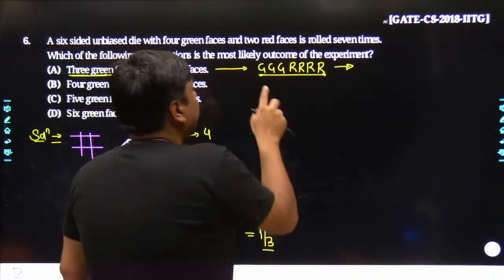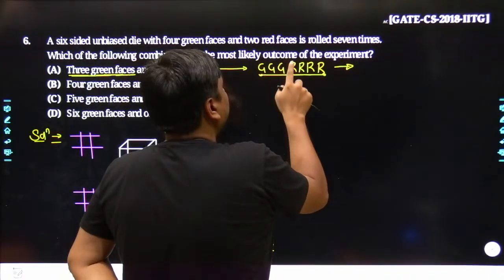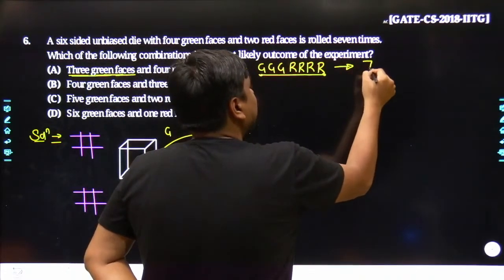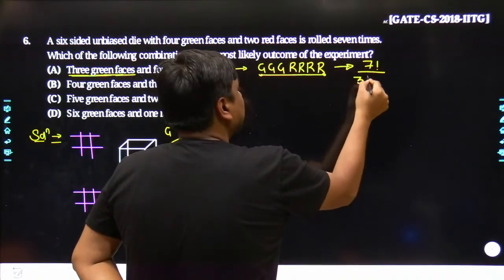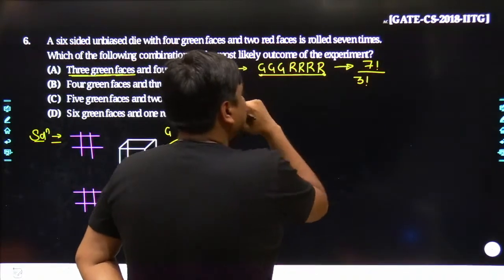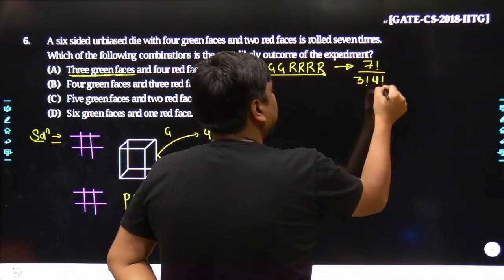How many alphabets do we have? 1, 2, 3, 4, 5, 6, 7. So here it goes 7 factorial. G has been repeated 3 times, so here it would be 3 factorial. R has been repeated 4 times, so here it's going to be 4 factorial.